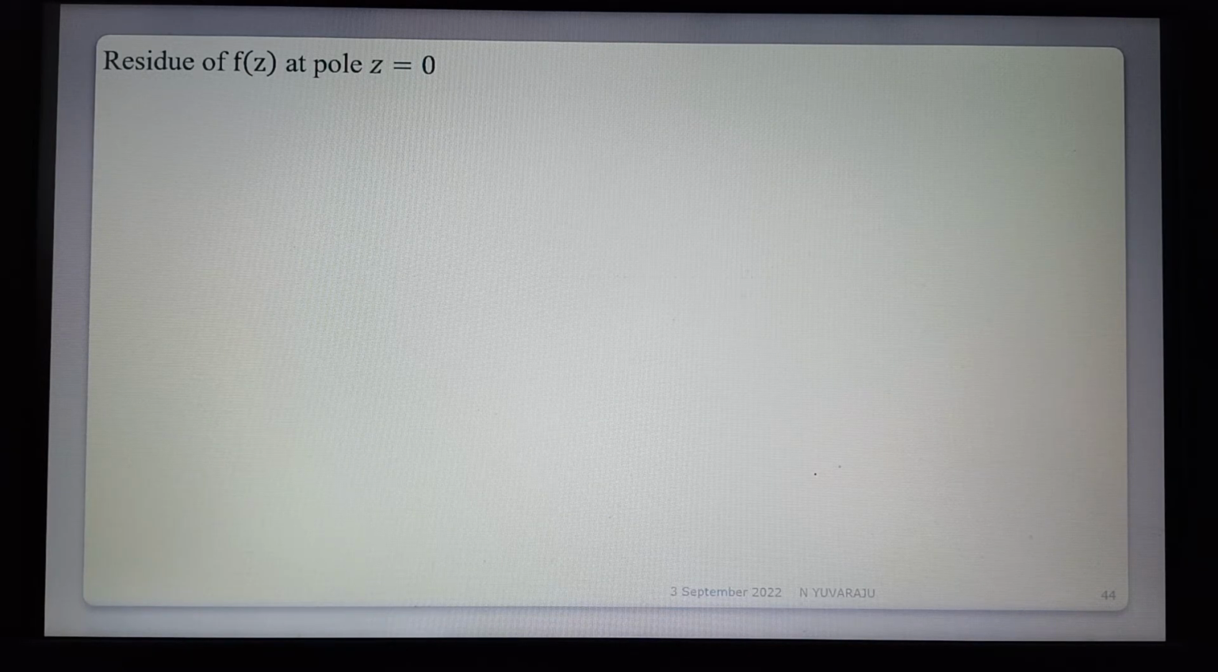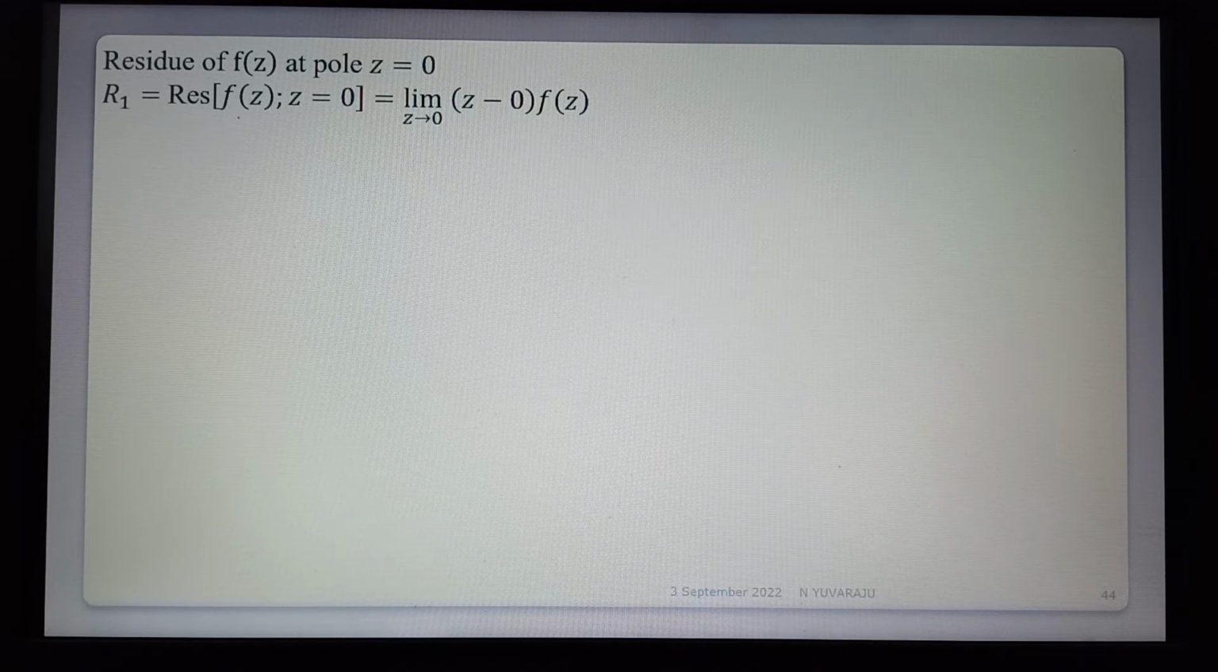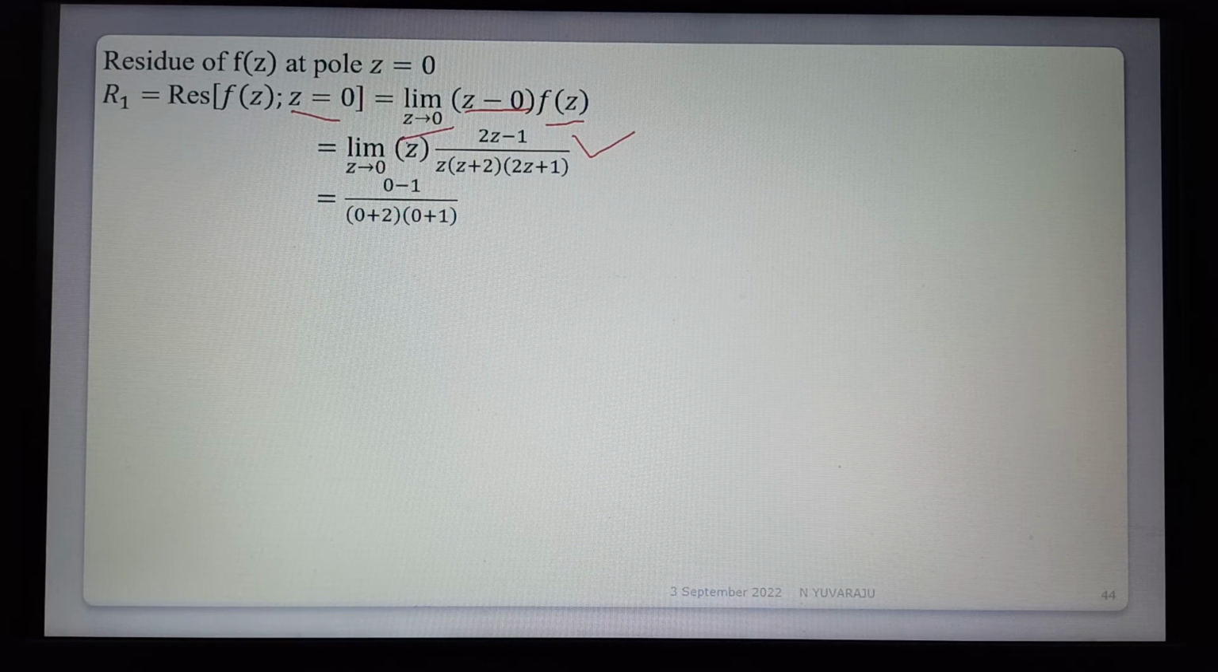The residue of f of z at the pole z equal to 0 using the residue formula. R1 at the first point z1 equal to 0 is the residue of f of z at z equal to 0, which is the limit z tends to 0 of (z minus 0) into f of z. Substituting f of z, limit z tends to 0 of z times f of z. The z cancels here. Substituting z equal to 0: (0 minus 1) by (0 plus 2) into (0 plus 1). That is equal to minus 1 by 2, the first residue at z equal to 0.